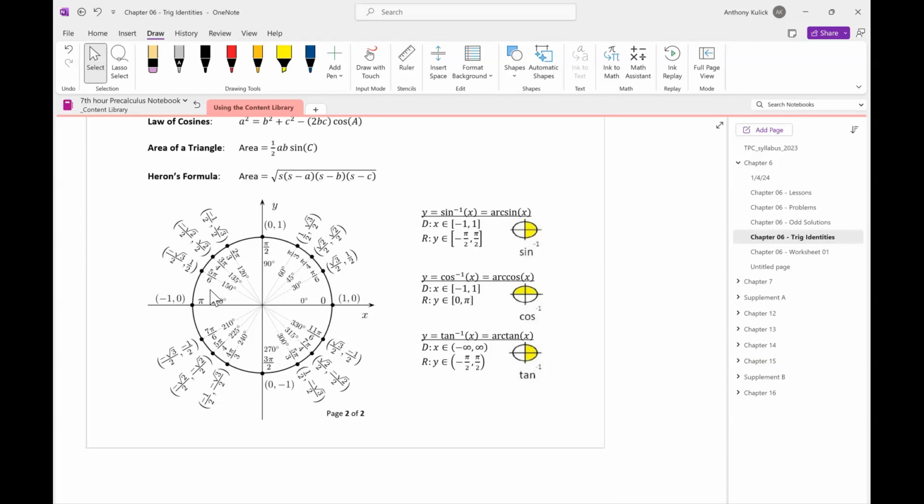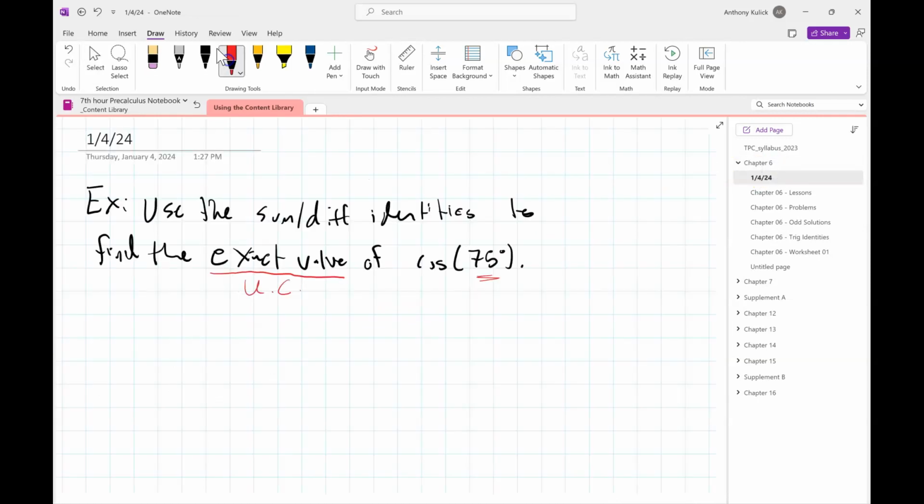Does it matter which pair of numbers I try to use? No, I'm going to get the same answer either way. So let's just say for the sake of argument, we used 30 and 45. Everybody okay with that? So what we can say here is cosine of 75 degrees equals cosine of 30 degrees plus 45 degrees. Easy so far, right? All I did was break up 75 into the sum of two unit circle angles.